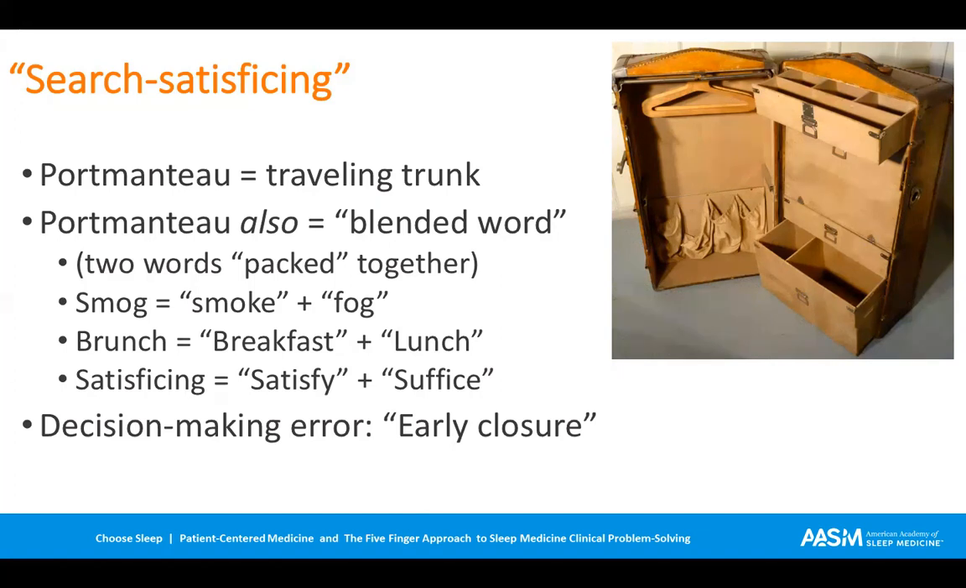Essentially, the concept is that one stops looking for an answer as soon as a plausible, simple explanation comes along. If a patient has excessive daytime sleepiness, obstructive sleep apnea satisfies as a plausible solution, and it's sufficient by itself to allow decision-making to stop. It leads to a fundamental decision-making error known as early closure. This is the error that occurred in the care of my patient who ultimately was diagnosed with narcolepsy.